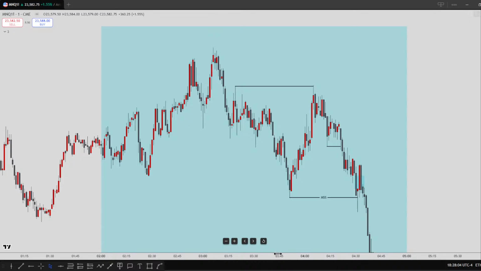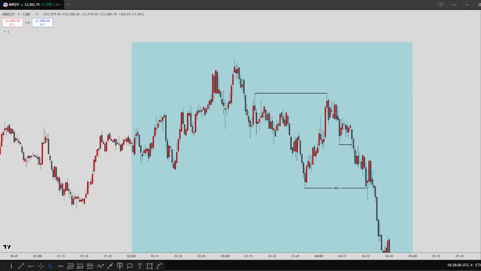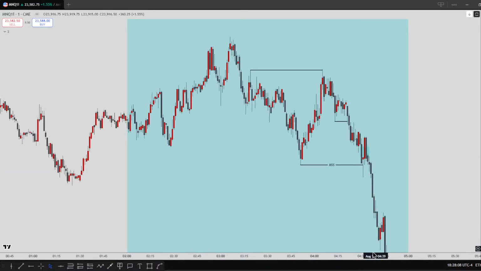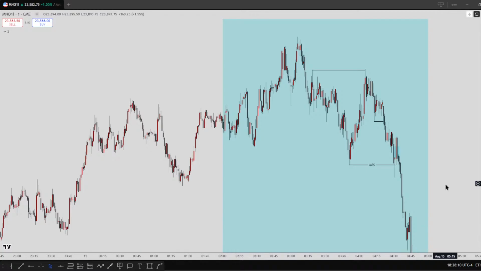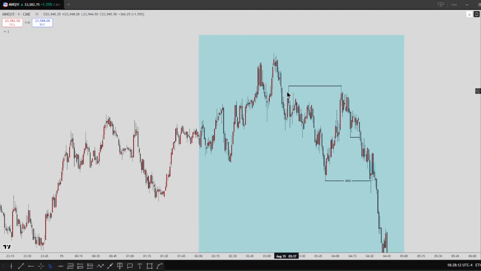But kill zones are a bit flexible with the timings, as in you can add an hour onto any of the kill zones if you don't get the move within the first, well, for London it's 2 hours, but say New York AM, you don't get the move, which is very rare for New York AM because it's so volatile, but if you don't get the move within that 1.5 hour time period, you can add an hour.